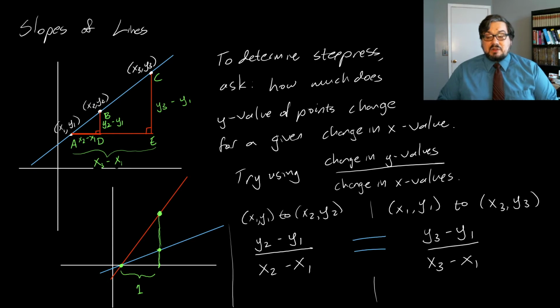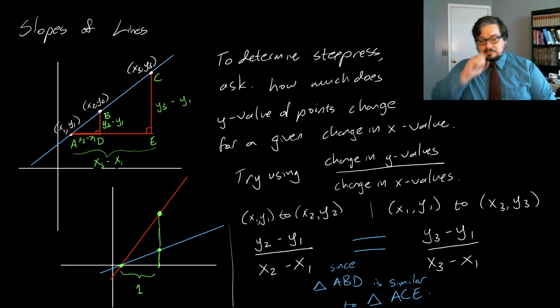These are equal, and this is since triangle ABD is similar to triangle ACE. What this means is that if I take a ratio of lengths on ABD, that's going to be equal to the corresponding ratio of lengths on the larger triangle.